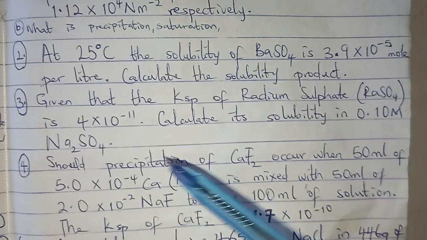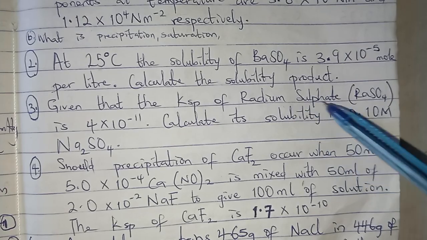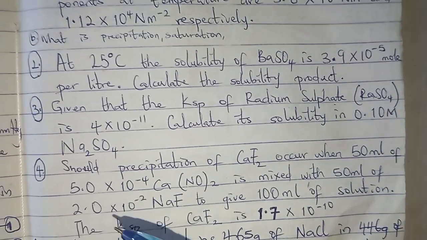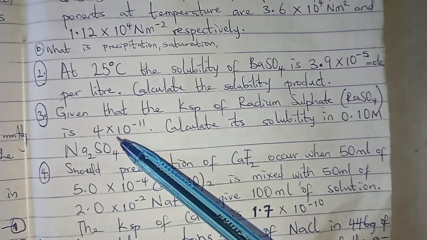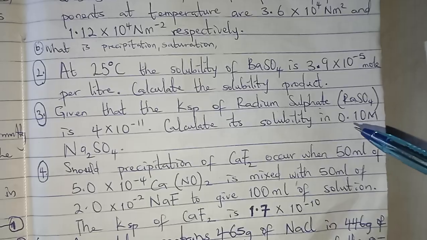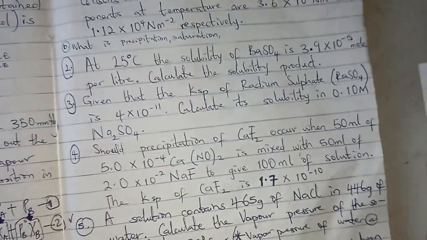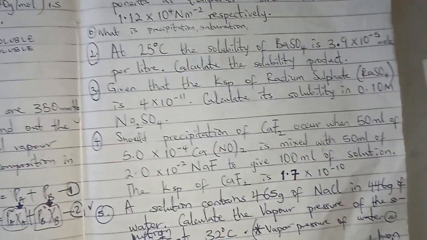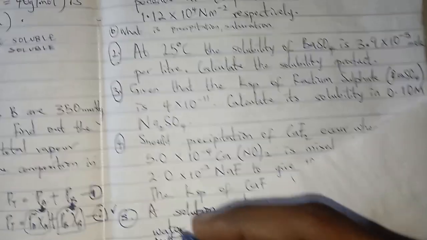So the question we have here says, given that the Ksp of radium sulphate is 4 times 10 raised to the power minus 11, calculate its solubility in 0.10 concentration of Na2SO4, sodium sulphate.